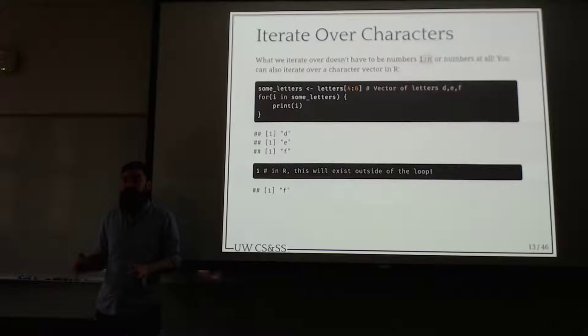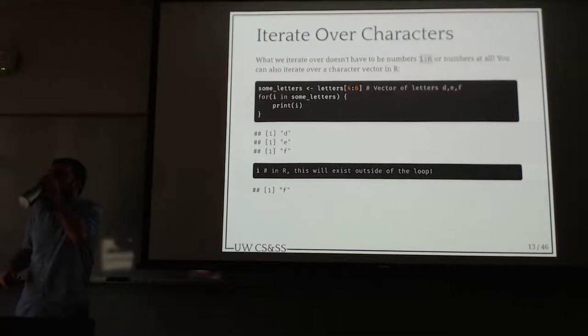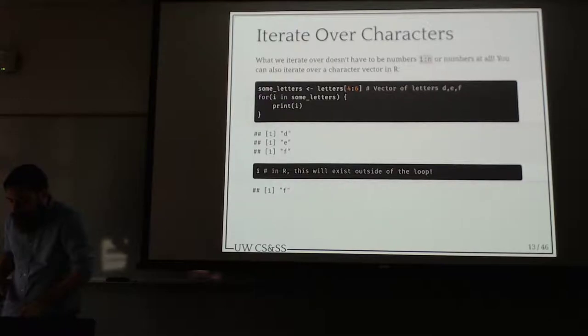About the only exception in common R programming to that is using i, j, and k for iterations. Just remember you're doing that. Most of the time, I prefer to use something that's at least three or four letters long just to set it aside. Does this make sense how this is working? Any questions? Yes?